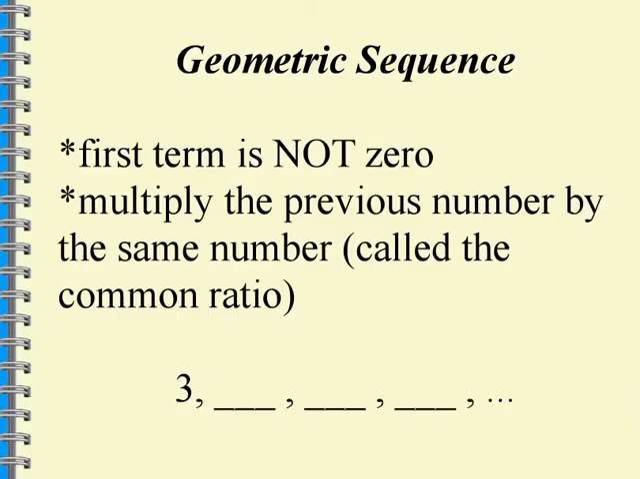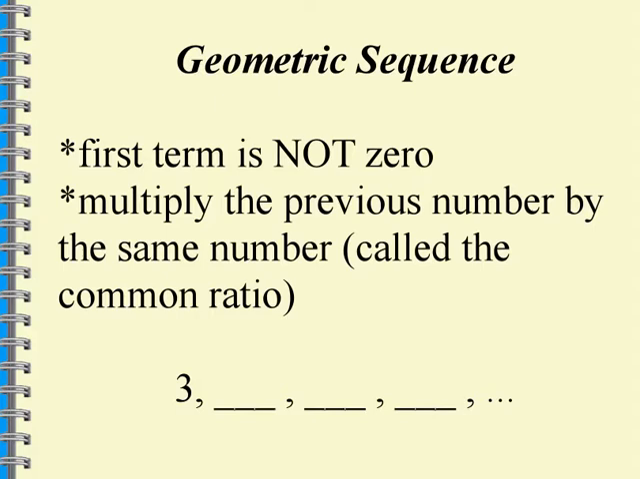Let's look at a little bit about geometric sequences. First of all, the first term can never be 0. The reason is it's going to stay 0 no matter what. You multiply the previous number by the same number, and we call that a special name: the common ratio.